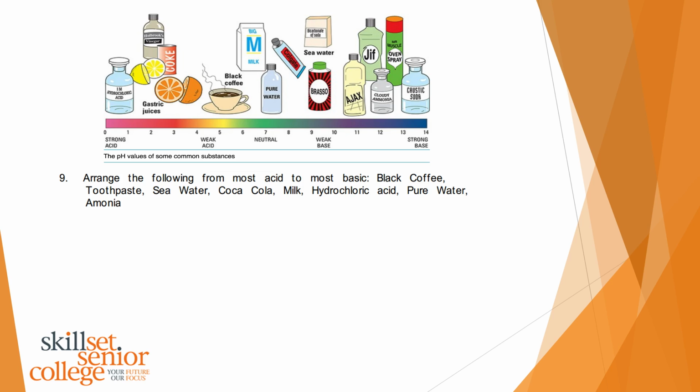The last thing I want you to do, and I do want you to pause the video and try this on your own before we look at the answer, is arrange the following from the most acidic to most basic. So we've got black coffee, toothpaste, seawater, Coca-Cola, milk, hydrochloric acid, pure water, and ammonia. So we want to start with whatever is down here, the most acidic. So we'd have hydrochloric acid as the first one here. Then we'd go up. What would be next?